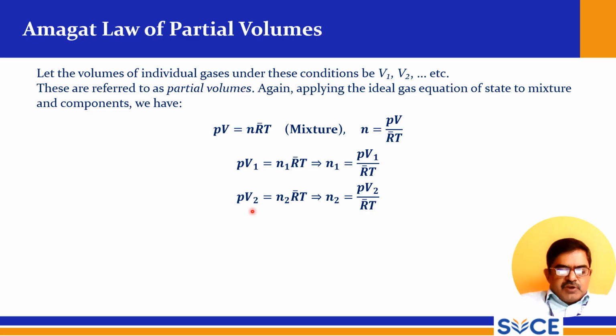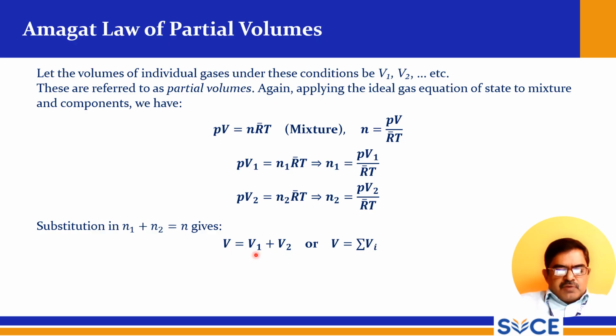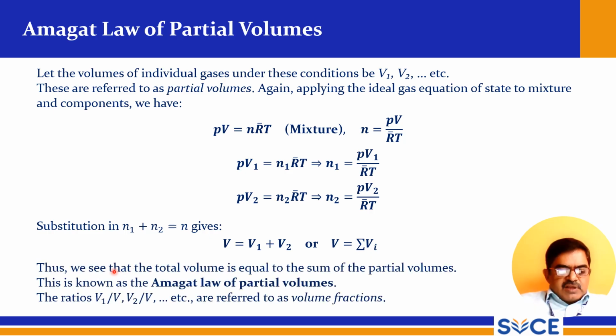Similarly, for PV2 equal to n2 RT, n2 can be found out from PV2 by RT. So substitution in n1 plus n2 equal to n gives V equal to V1 plus V2, or V equal to the summation of all partial volumes. V1, V2, V3, all these volumes are called partial volumes. Thus, we see that the total volume is equal to the sum of partial volumes. This is known as Amagat's law of partial volumes.